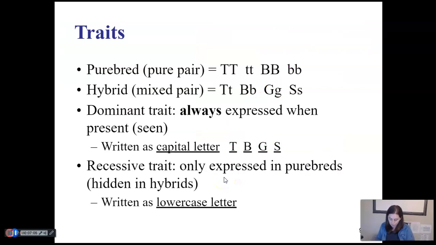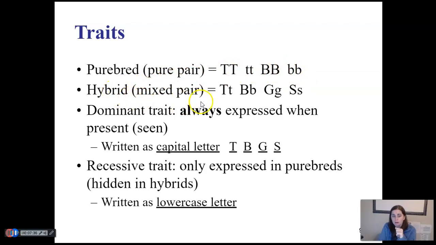All right, so some more terms that we need to know. Traits. Purebreds have a pure pair of alleles. So each of these letters here is an allele, okay? This is your gene. It has two alleles. So we have a pure pair, has both of them either capitalized or lowercase. So big T, little t, big B, little b. And that can stand for any sort of things. You'll see what I'm talking about in a few minutes.